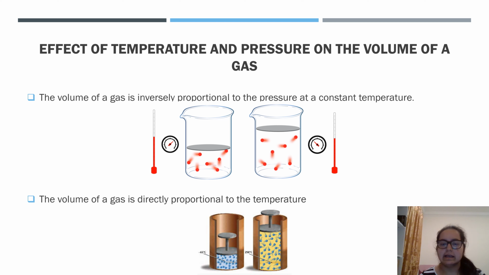The volume of a gas is directly proportional to the temperature. So this means as the temperature increases, the volume of a gas also increases. This is because when the temperature increases, the particles gain more kinetic energy and hence they collide with the piston more frequently, which causes the piston to move upwards and the volume increases. I hope this slide is clear. Let's move to the next.